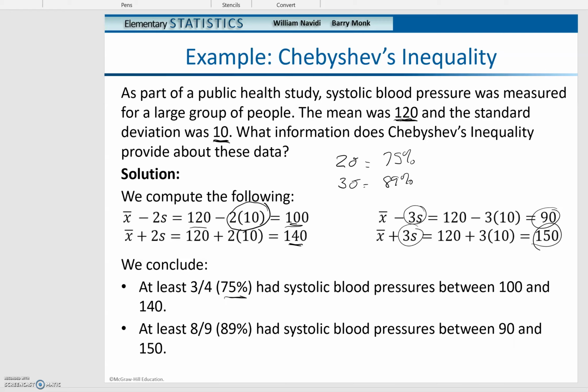So at least 75% of the data has systolic blood pressures between 100 and 140. That's the 2 standard deviations away. And 3 standard deviations away, we're at 90 and 150. So we're computing, notice the different symbols here. This is the mean minus twice the standard deviation, and this is the mean minus 3 times the standard deviation. So the different symbols are because this is a sample, not a population. But anyway, they're using Chebychev's inequality.